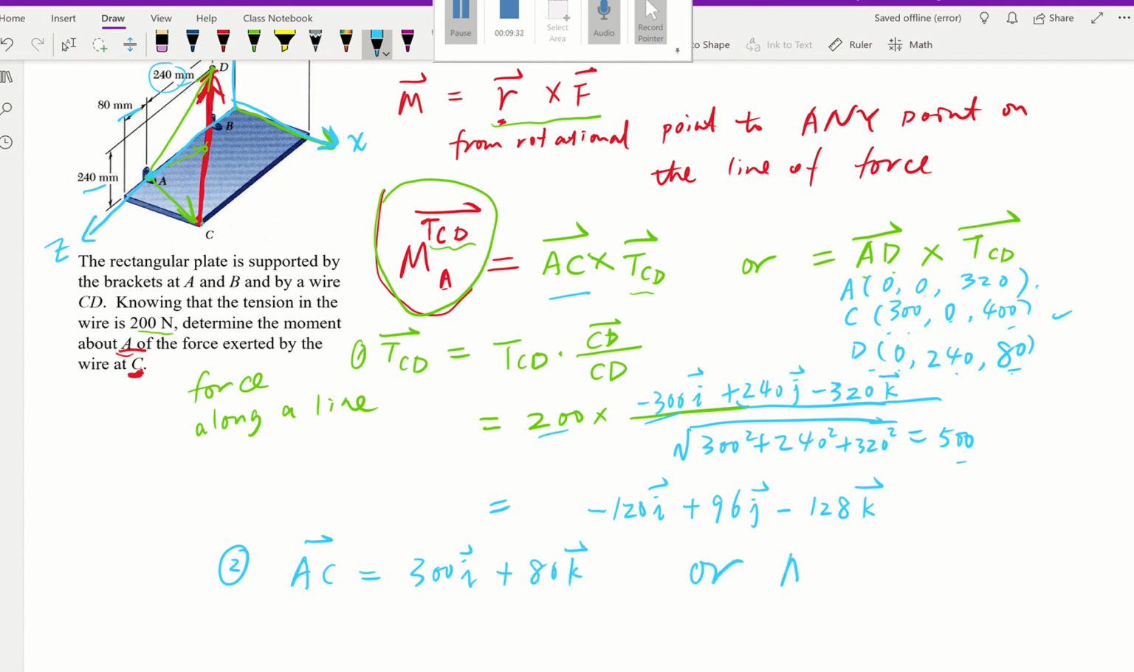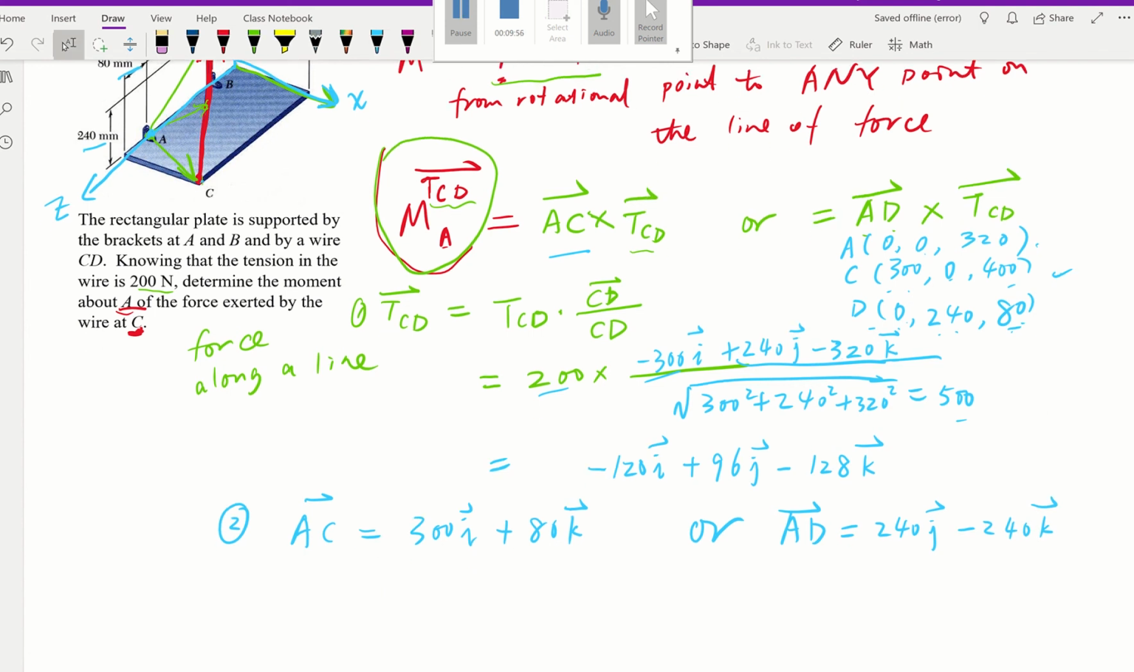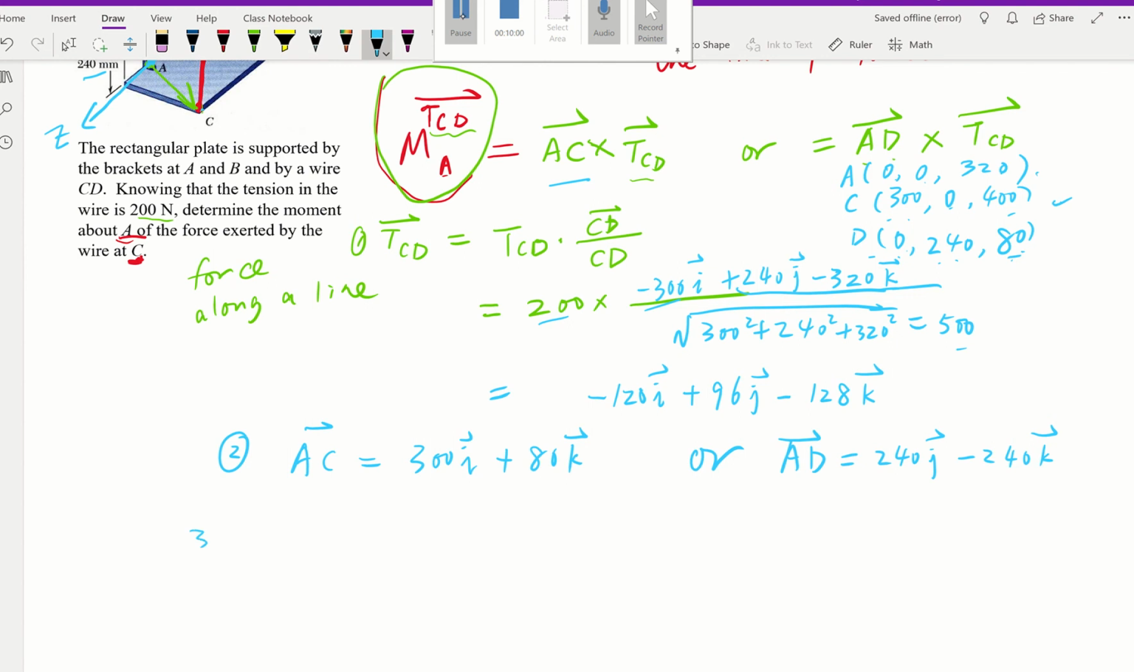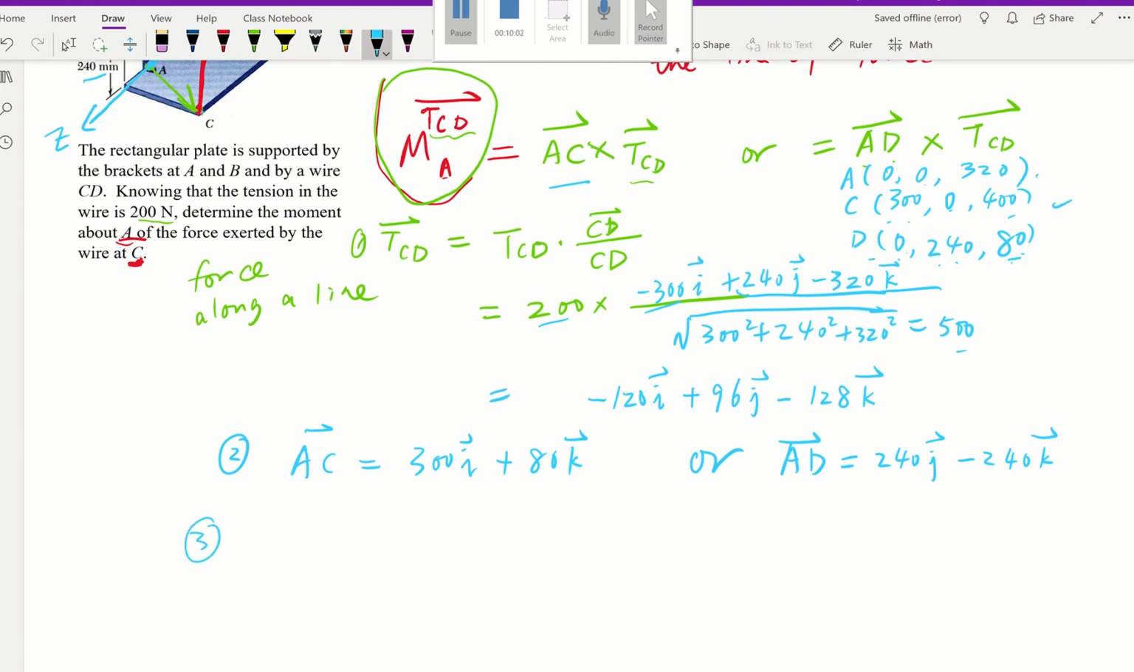Or some of you might decide to choose position vector as AD. If that's the situation, use D minus A. Let's go ahead and get that also. 0 minus 0, it's I, so 0I. J, 240 minus 0, 240J. And K, 80 minus 320, so you will get negative 240K. All right, so you get totally different position vector. As you can see, AC and AD are different. But magic happens when you start to do cross product, which was our next step.